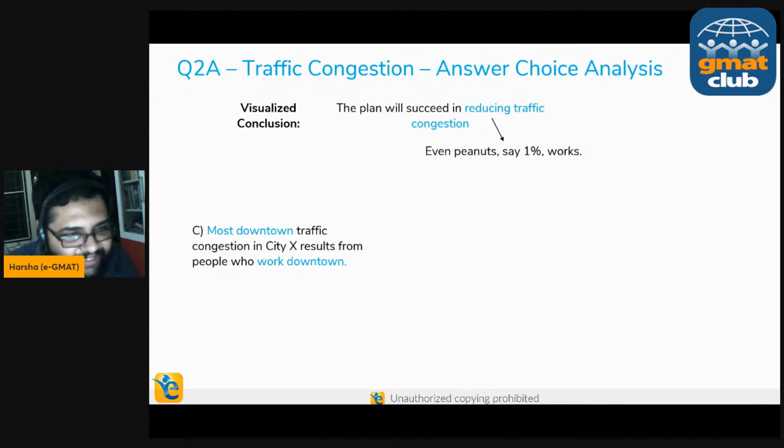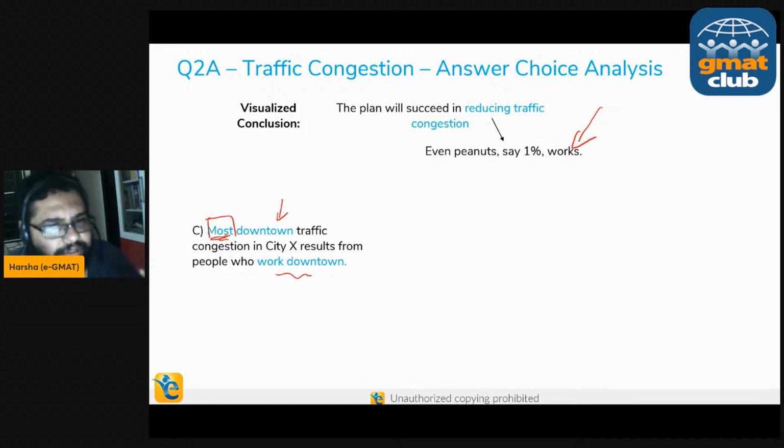Most downtown traffic congestion results from people who work downtown. Again, the easiest way to reject, you need to have a death grip on the conclusion when you're analyzing your answer choices. If all I need to do is reduce traffic congestion, even by 1% is okay. Do you even need most congestion to come from people working downtown? The other layer is downtown traffic congestion. Do they have to contribute to downtown traffic congestion? That's another point. But let's look at just most. Do you need most traffic congestion or downtown traffic congestion to come from the people who are working downtown?